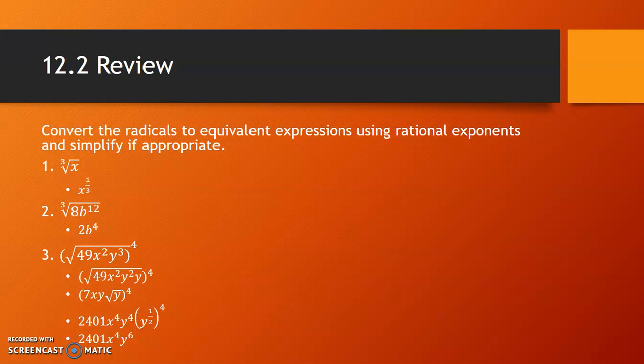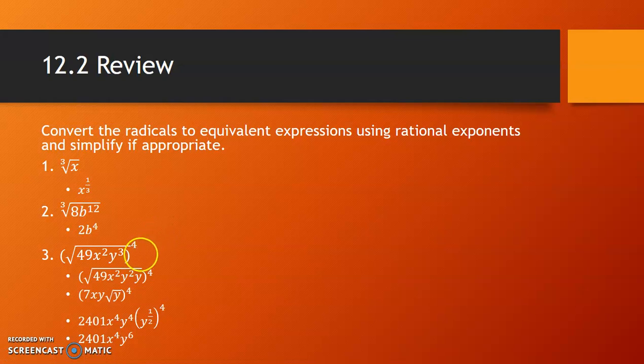Now the second one, you've got the cube root, and then underneath the radical sign you have 8 and then b to the 12th power. So the cube root of 8, if you were to evaluate that, would be the 2 that I have written here. And then how I got this 4 is, again, you take the 12 underneath and you divide by the number out here in the corner, which is that 3. So that's how I got 4, because 12 divided by 3 would be 4. So it would be 2b to the 4th power.